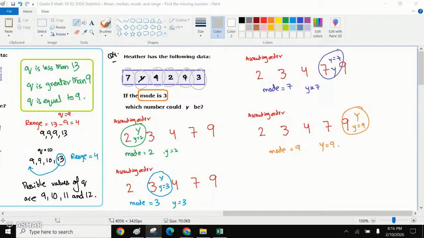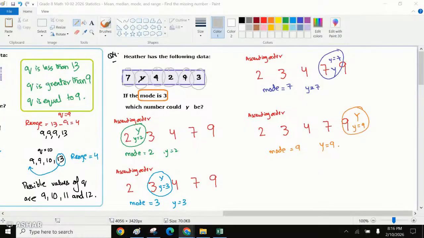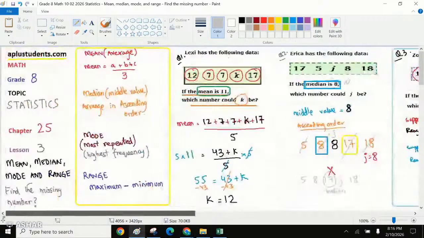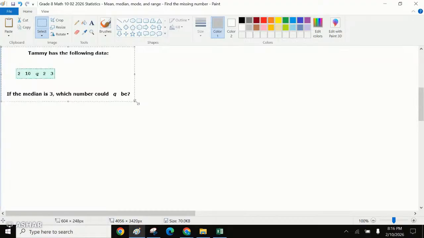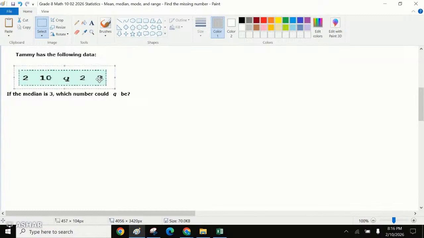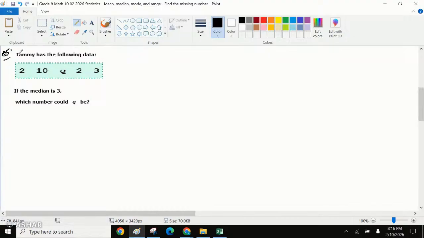Let's see the next question. Question number 5. The question number 5 states that Tammy has the following data. This is the information that's been provided to us. If the median is given to us, we know that the median is the middle value. Agreed? This is our question number 5, and Q is the missing number.